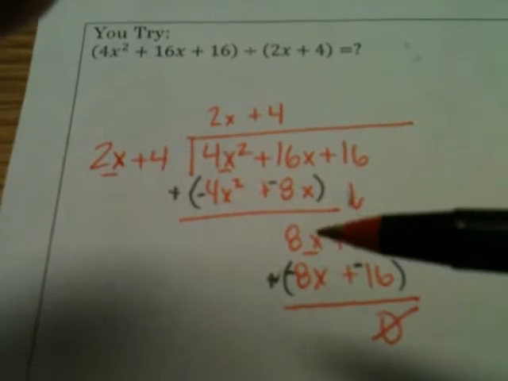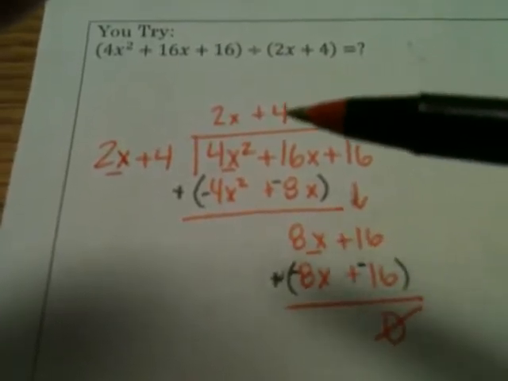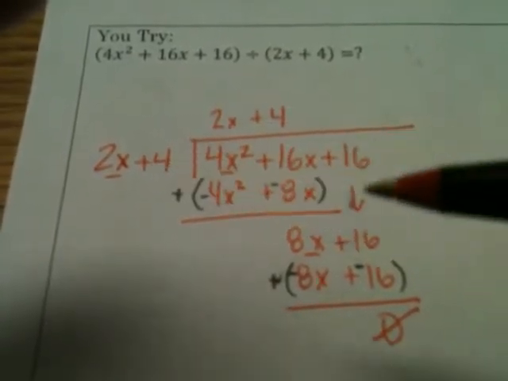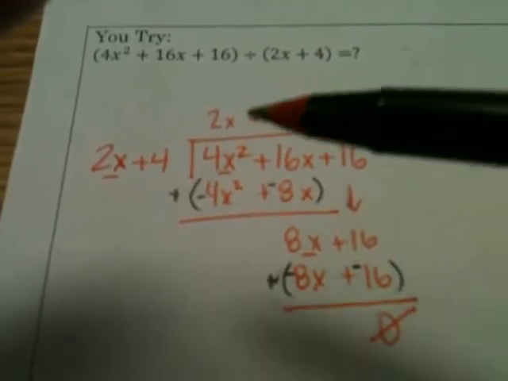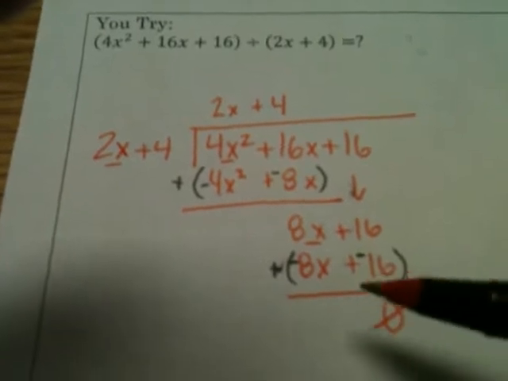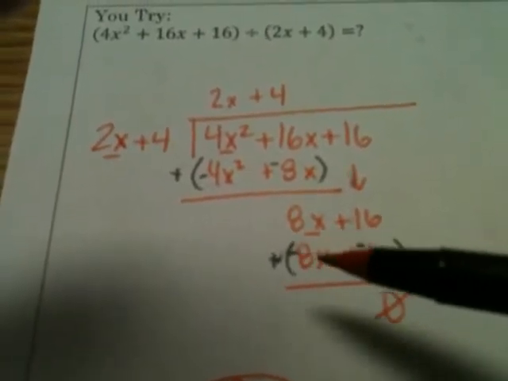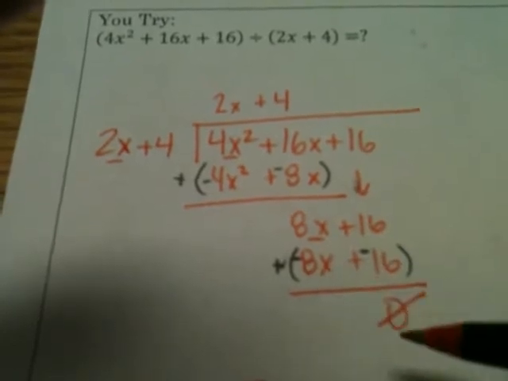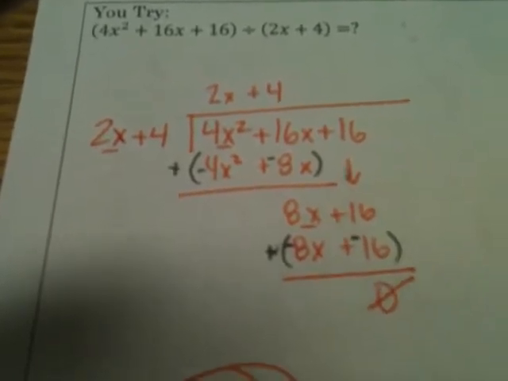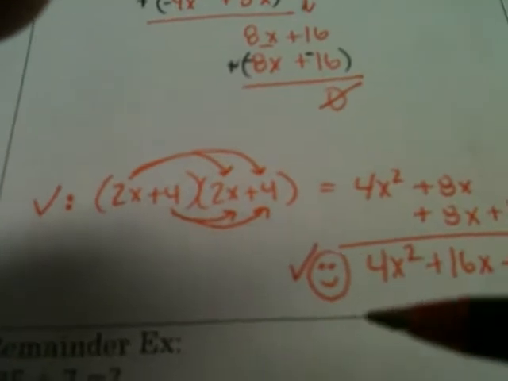Okay, look at the first term here, 2x, and the first term here, 8x. What can I multiply the 2x by to get 8x? I multiply it by 4. 4 times 2x is 8x. 4 times 4 is 16. I remember this is subtraction, so I change my signs, distribute the negative. 8x plus negative 8x is 0, and 16 plus negative 16 is 0.